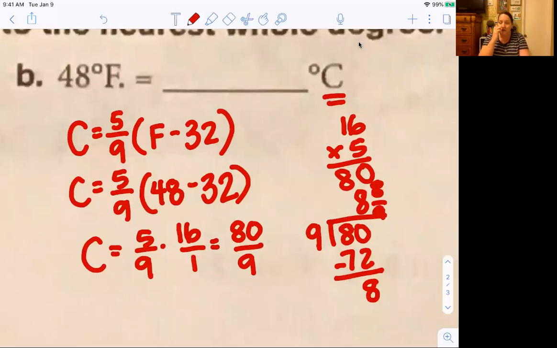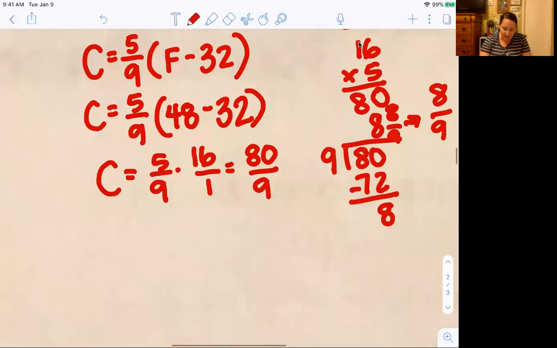Now I have a question. I'm going to rewrite this so we can see it a little better. What happens when we have a fraction that has a 9 as a denominator? What is the decimal for that fraction? It's the numerator repeating. You guys are learning that.